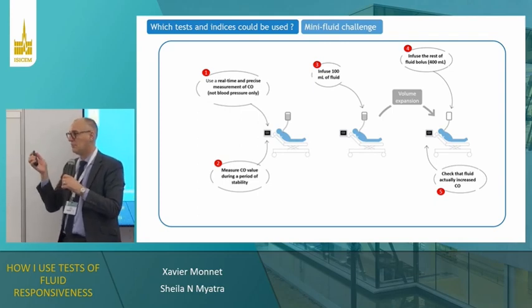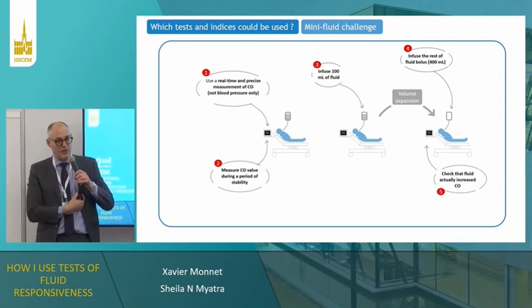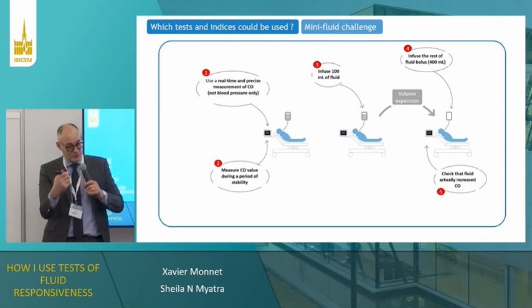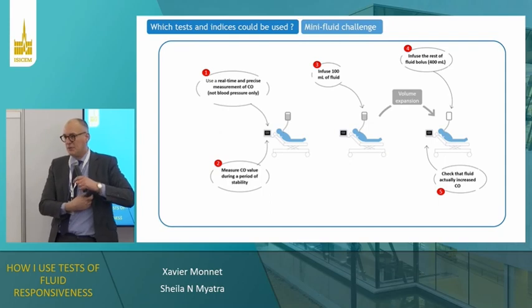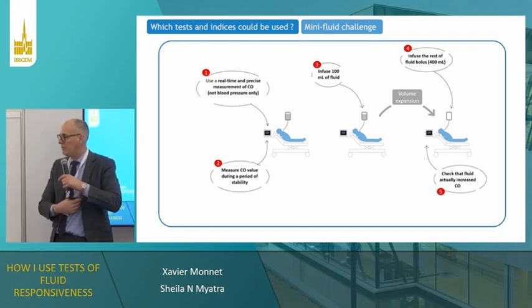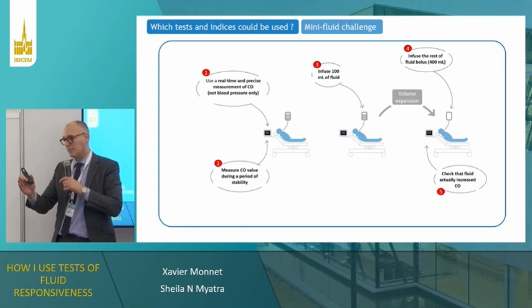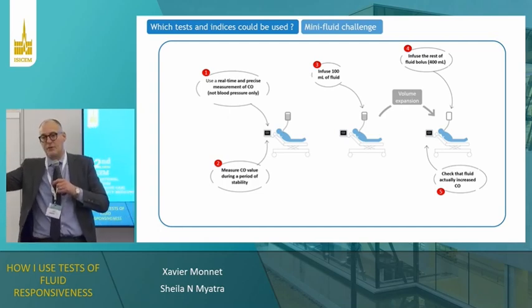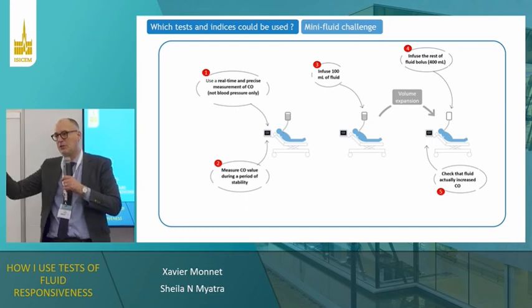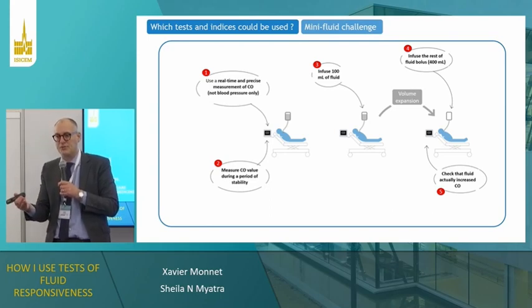And then, of course, you assess the response. If you use echo, my piece of advice is to keep the probe on the patient. And in such a way, the precision increases a lot. Of course, you keep the echo beam in the LV outflow tract. So do not tell the nurse, okay, give 150, come back 15 minutes later and assess the response. That's not precise.